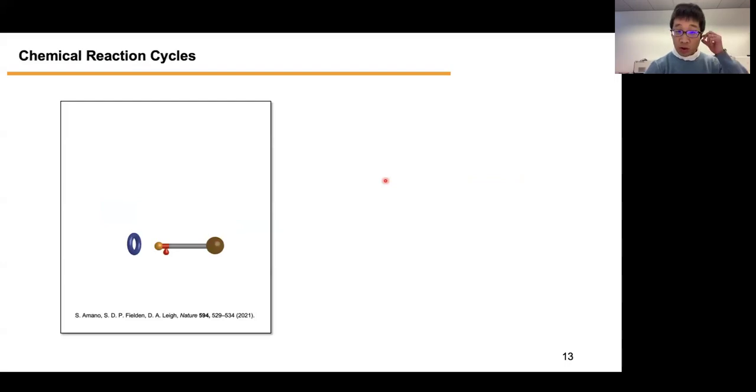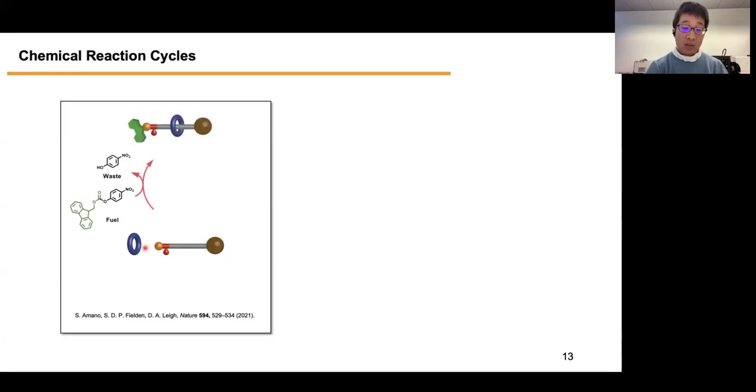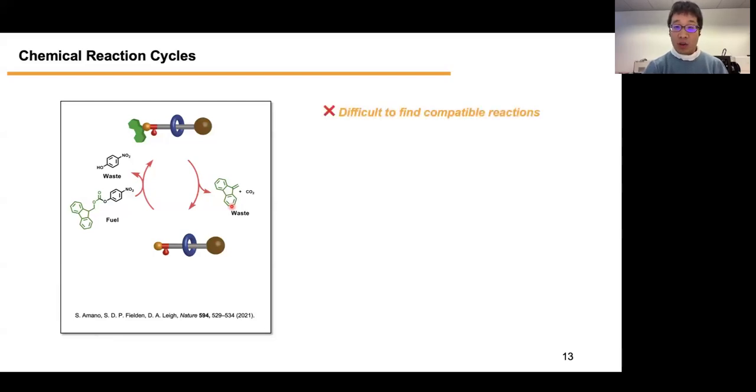So chemical reaction cycles, for example, in the case of this molecular pump, is a process that consumes the fuel and generates waste to pump the macrocycle. And here, the conversion of the fuel to waste supplies the free energy to the system to drive the system out of equilibrium. However, it's usually difficult to find compatible reactions that operate under the same environment.